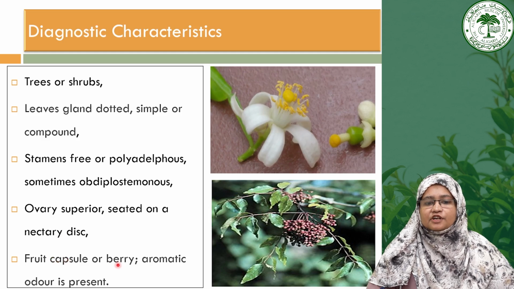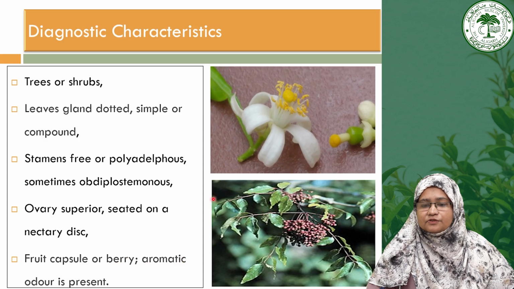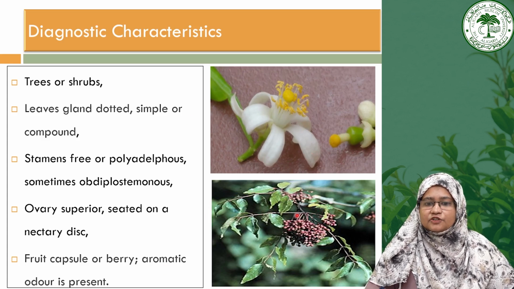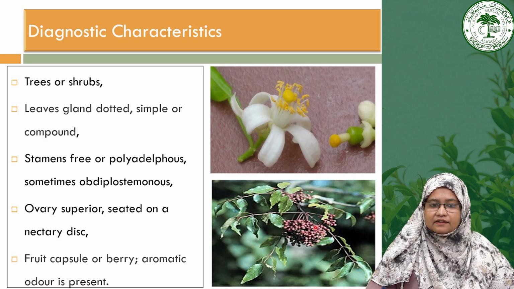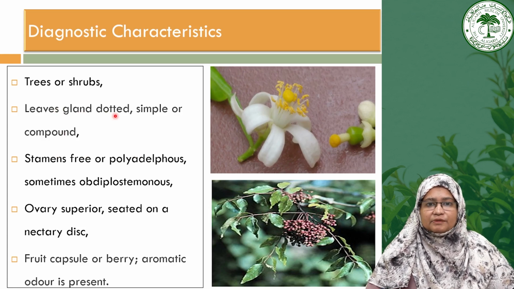Now the fruit, which is a berry or maybe a Hesperidium, as in the case of citrus, and the next important thing is the aromatic odor in this particular family. As you can see, this figure represents the disc on which the ovary is present, and the style is terminal. Then there are many stamens, and this plant shows the berry fruit from this family. The whole plant of this family, due to the presence of gland dotted leaves, has an aromatic odor, which gives a very good appearance if we cultivate these plants as ornamental plants.